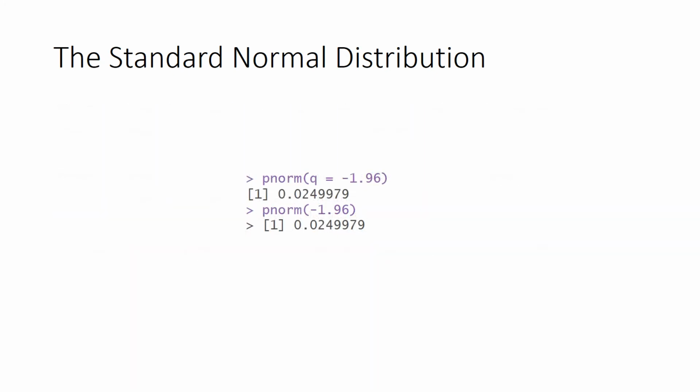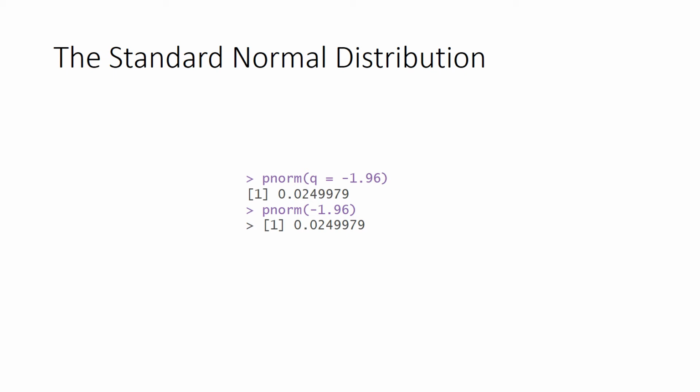This slide shows an example of using pnorm to find the area less than a z-value of minus 1.96. I only used one argument, and so the default values were used for the mean, which is 0, and the standard deviation, which is 1. Once again, this is the standard normal distribution. So the q value in the function is equivalent to a z-value. The area equals 0.025 rounded.